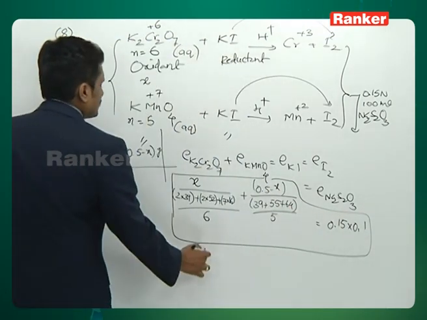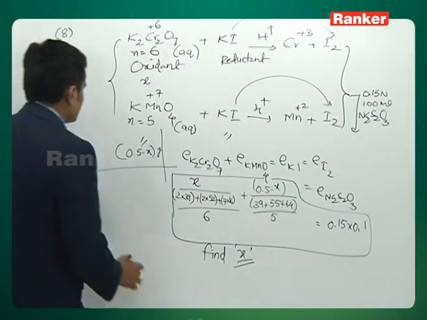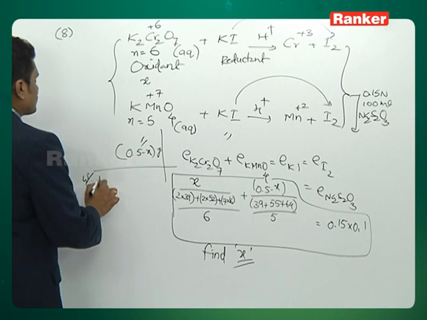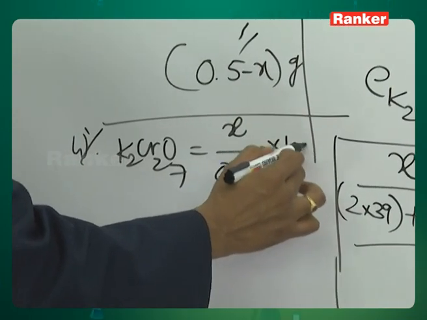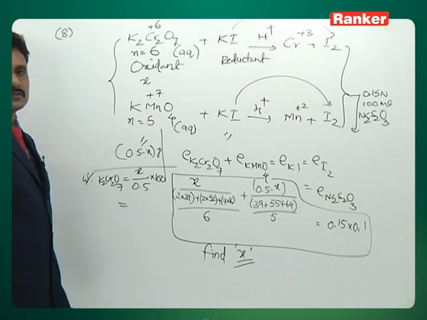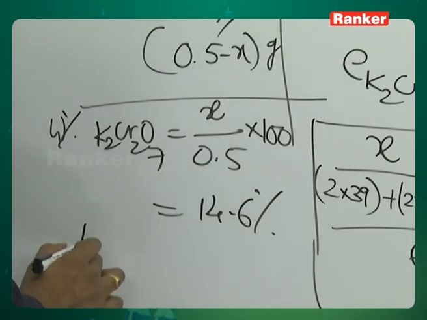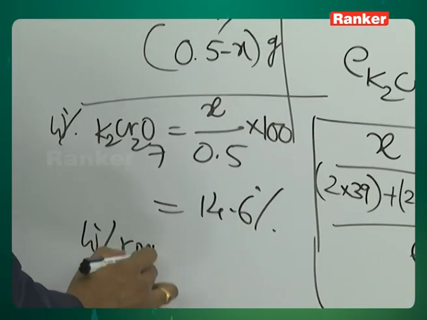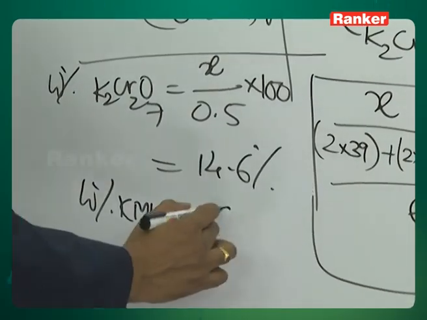you can find the value of x, and the weight percentage of K2Cr2O7 in the mixture is weight of K2Cr2O7 by total weight multiplied by 100. This is turning out to be 14.6%. Hence the weight percentage of KMnO4 is 100 minus all this, that is 84 point.